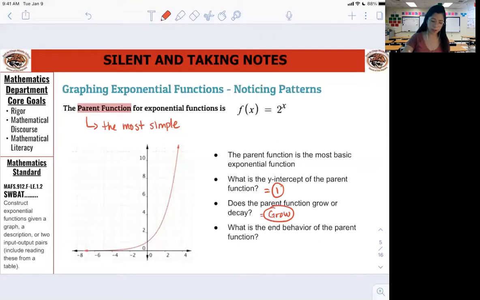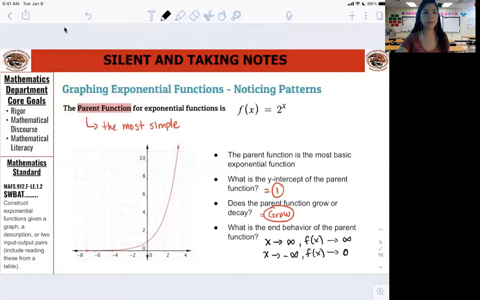And just to finish writing these answers here, what is the end behavior? We already wrote this down, but as x approaches positive infinity, the function also approaches positive infinity. And as x approaches negative infinity, our function is trying to reach 0. So that's the end behavior, which we already wrote down. So this is the most simple function. Now let's see what happens when we change some things about it.